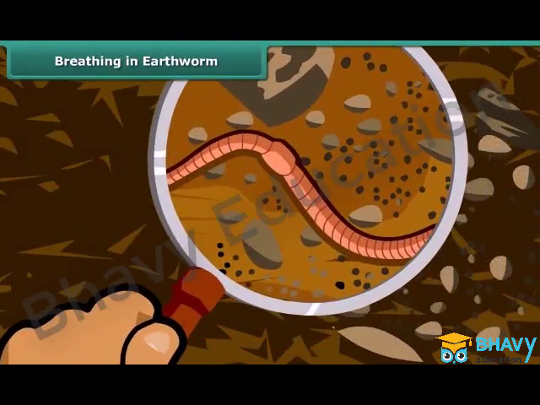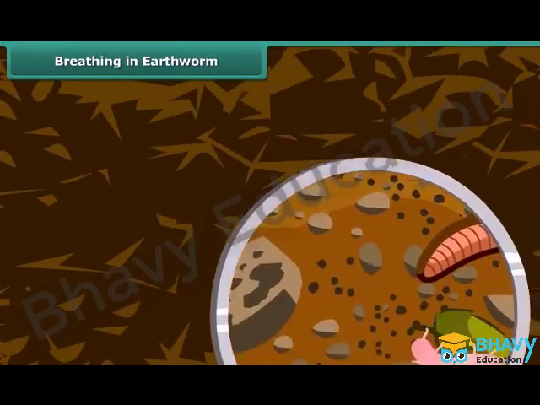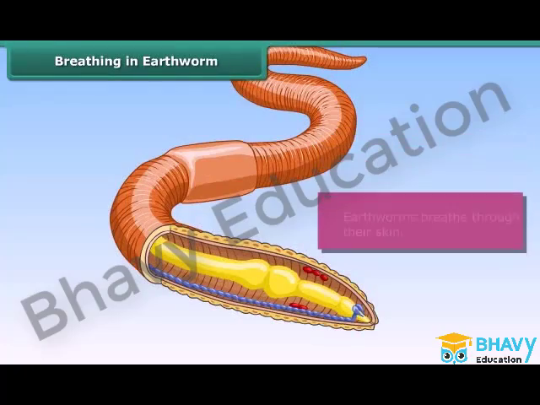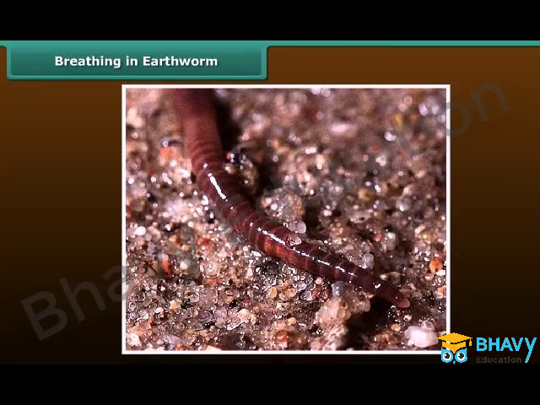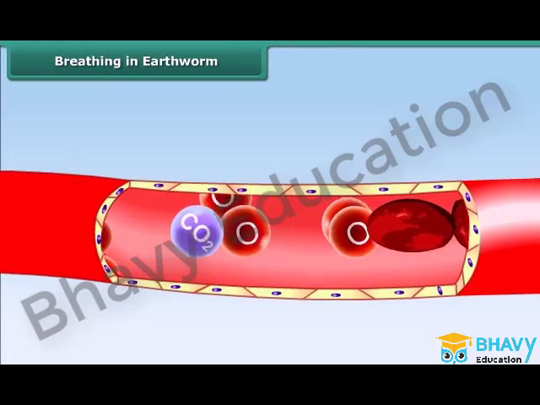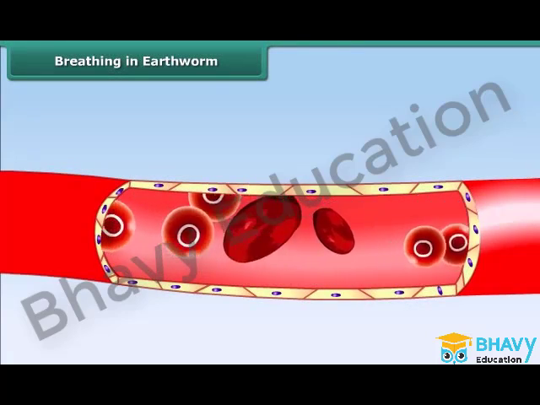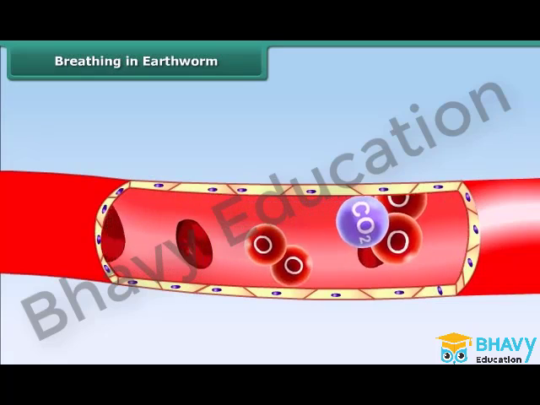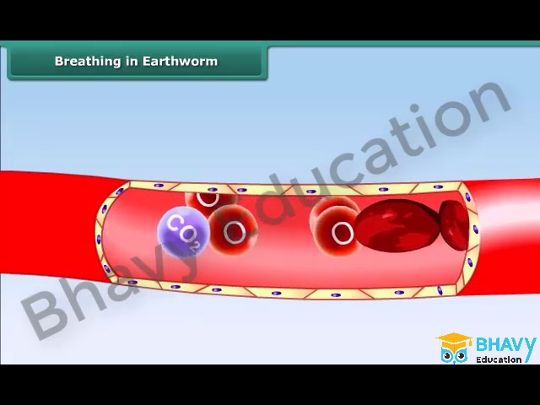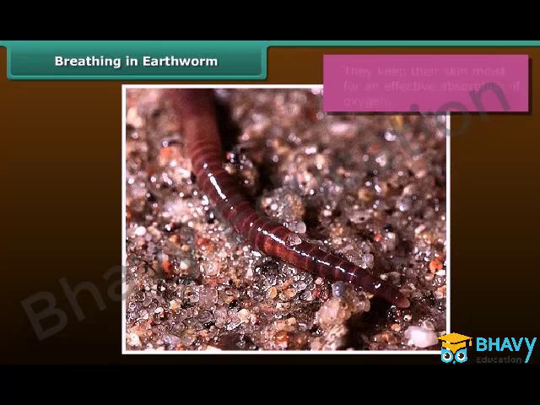Earthworms, like insects, do not have lungs, nor do they have a nose. They breathe through their skin. They absorb oxygen from air and soil. When the oxygen comes in contact with their moist skin, it breaks down, it is absorbed through tiny blood vessels and circulated throughout the body. The same blood vessels carry the carbon dioxide to be expelled through the skin. For an effective absorption of oxygen, earthworms keep their skin moist.